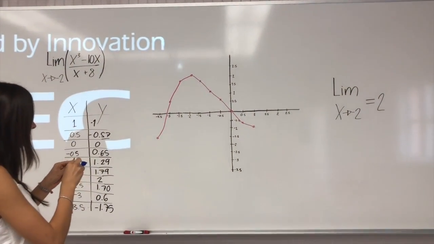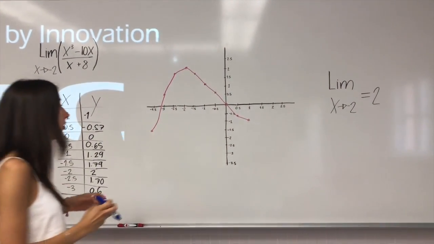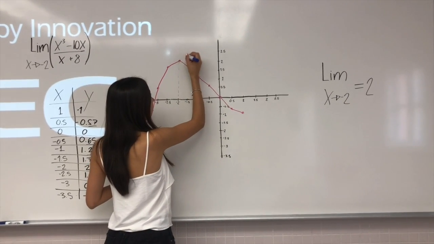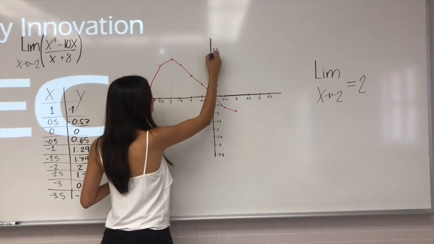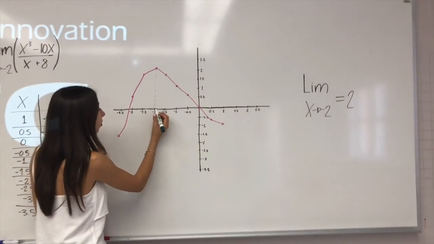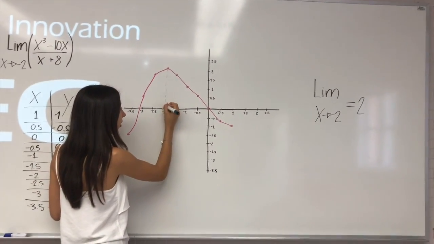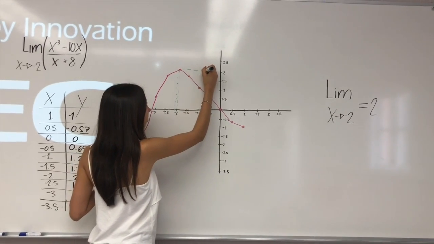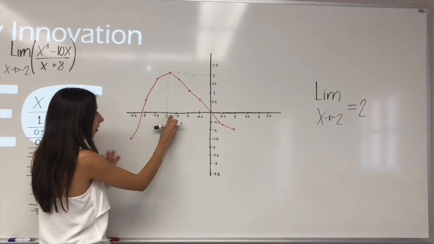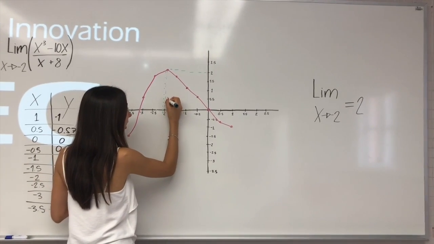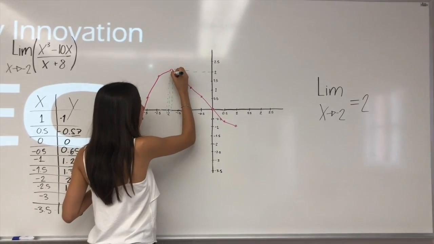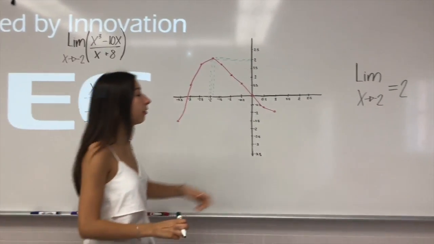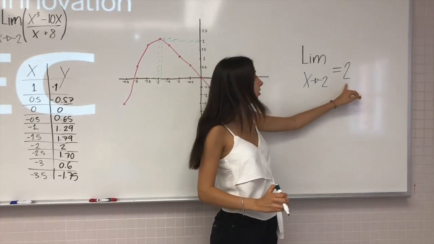So when the limit of x tends to -2, the answer would be 2. And you have -2.001 that will be here. You would also have 2 as your limit. And when you have -1.999, your limit would also be 2. That is why when the limit of x tends to -2, your answer is 2.